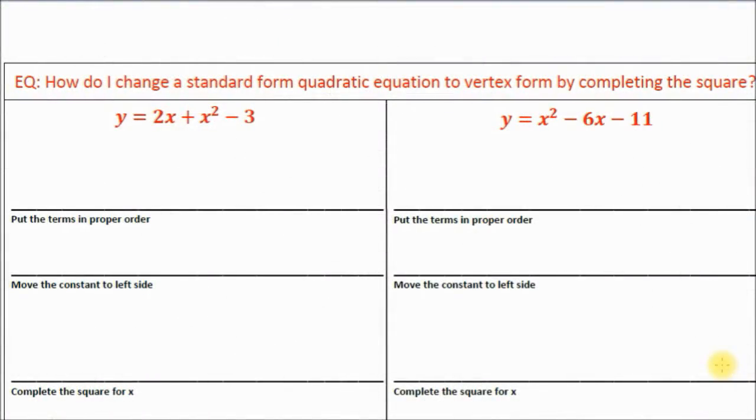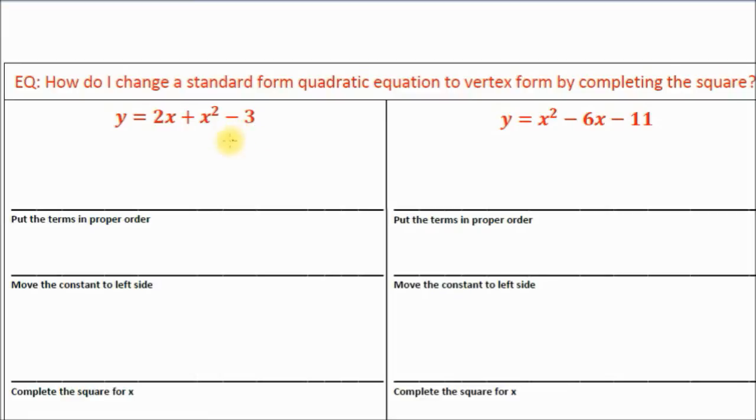Okay, this video is going to fill out the top flap of section 7 in your Unit 11 flipbook. Class, the top flap, not the bottom flap. So look at the top flap and write this essential question. How do I change a standard form quadratic equation to vertex form by completing the square?